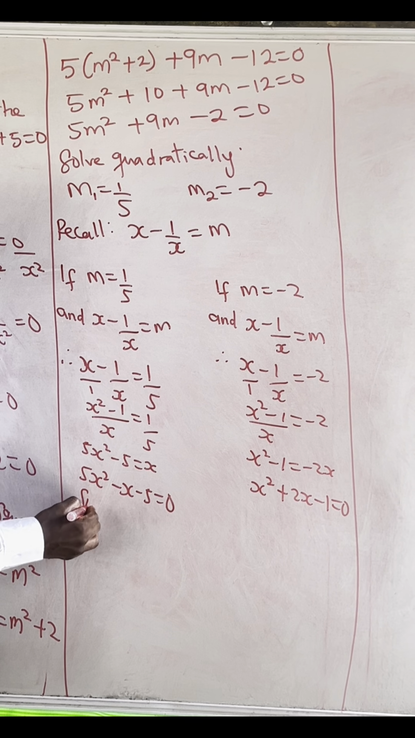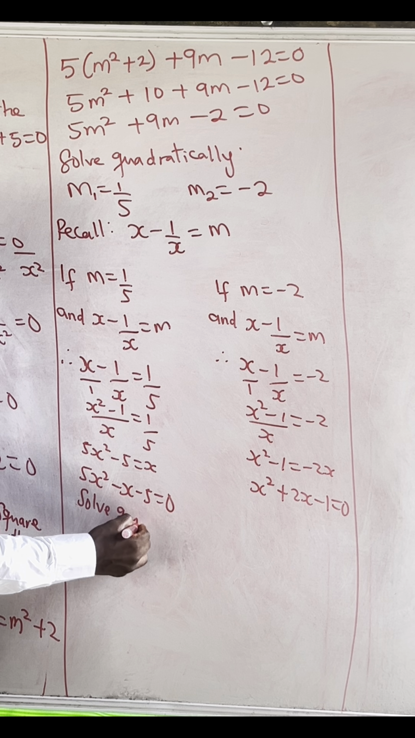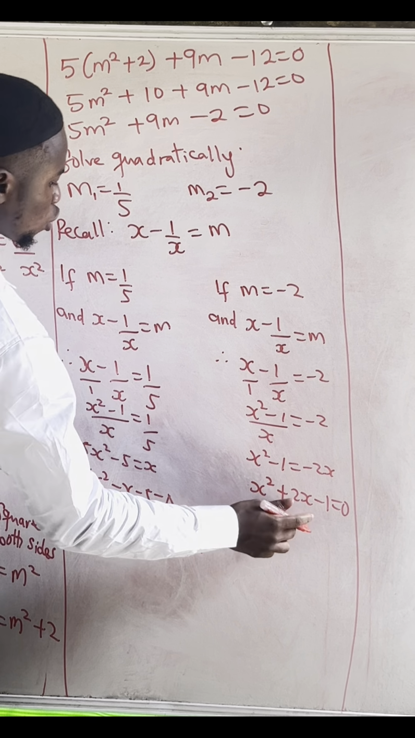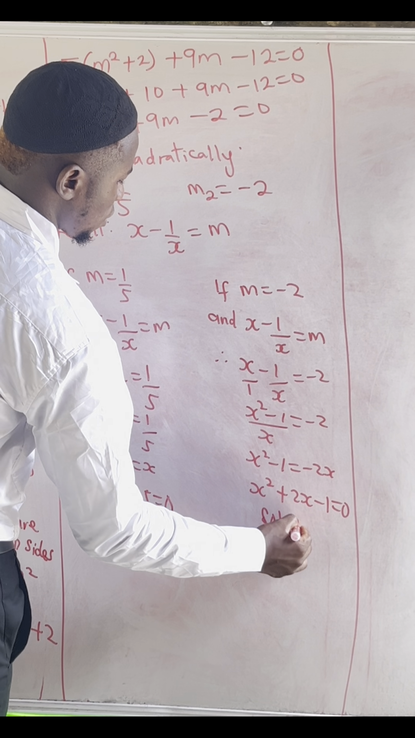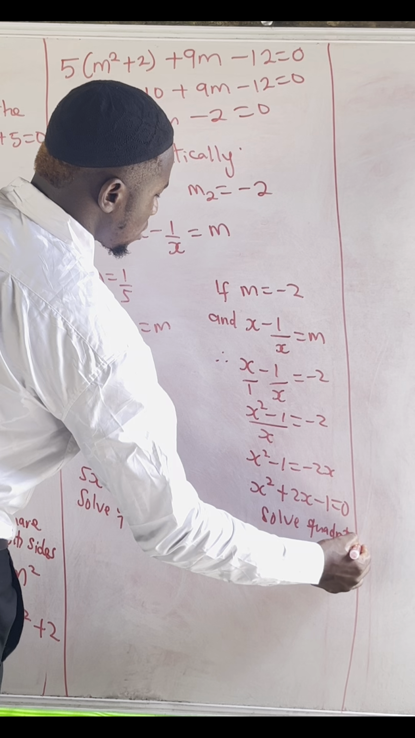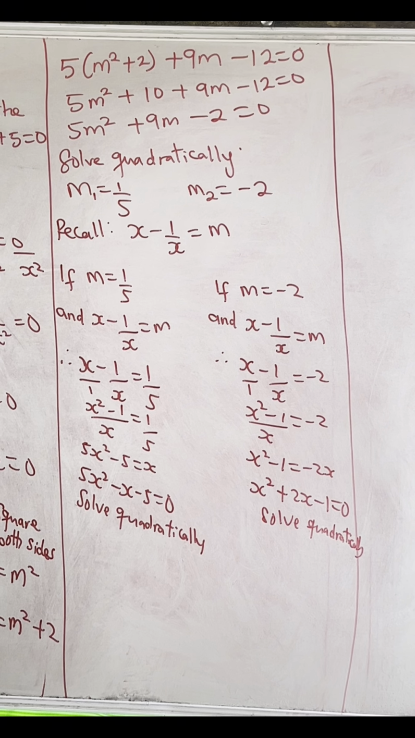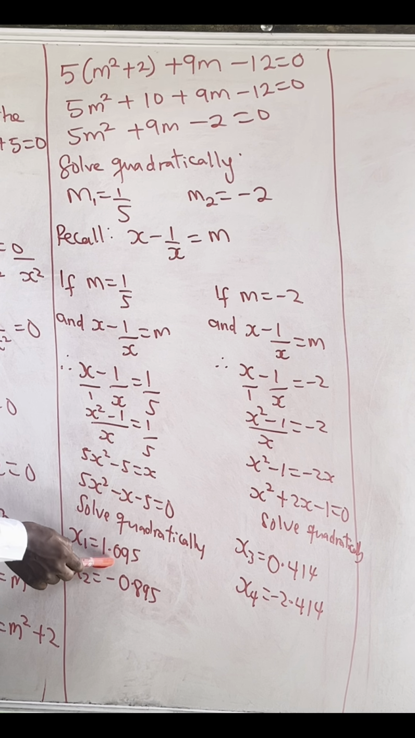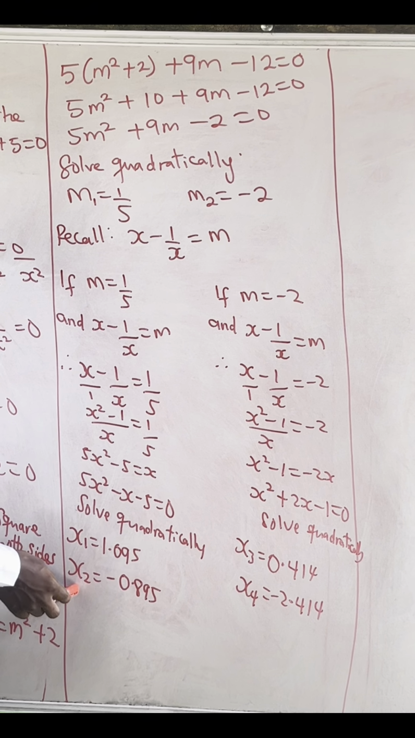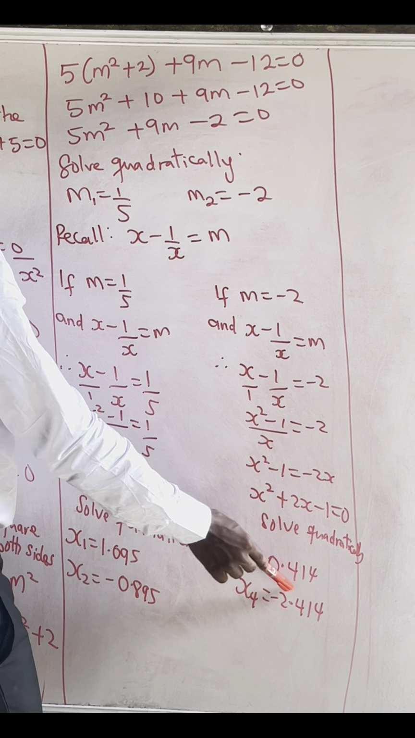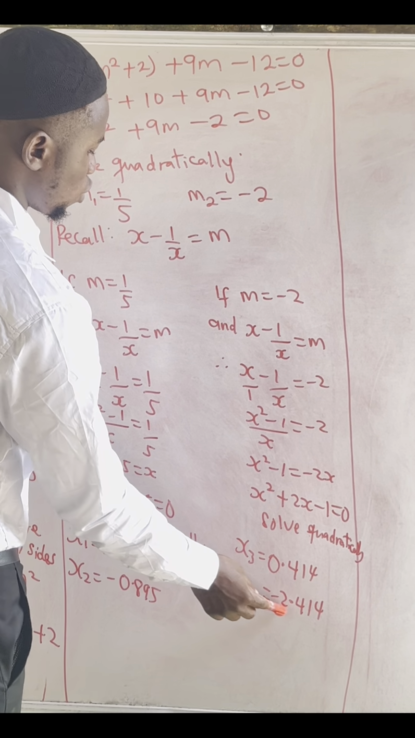So I'm going to solve quadratically for this. I will also solve quadratically for this. I will solve quadratically for that also. So guys, after solving quadratically, my x1 will be 1.095, while my x2 will be minus 0.895. My x3 will be 0.414, while my x4 will be minus 2.414.